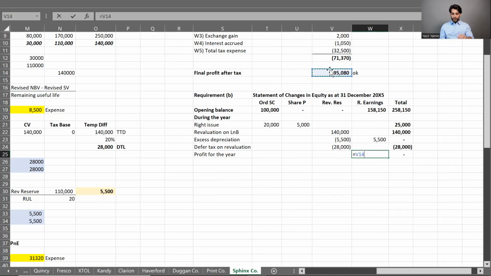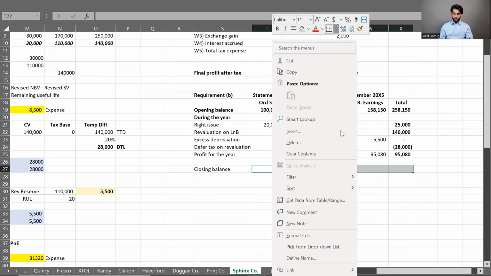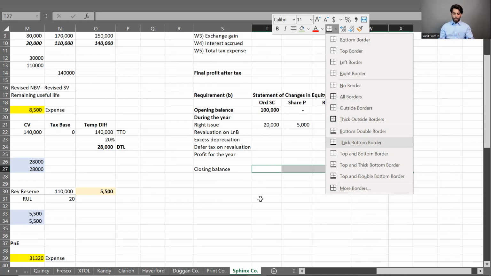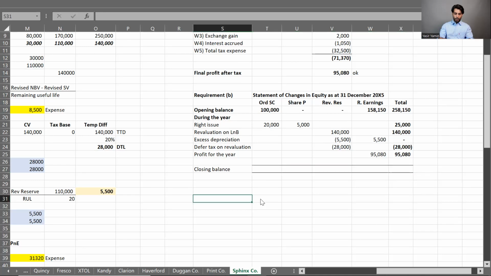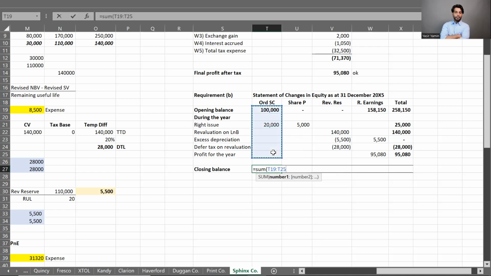Done. And now, as a result of this, you will have some closing balance. I'll put an underline here. How do you calculate this closing balance? Equals SUM. Just select all the cells. You can even copy and paste this formula everywhere, and here you have the closing balances.